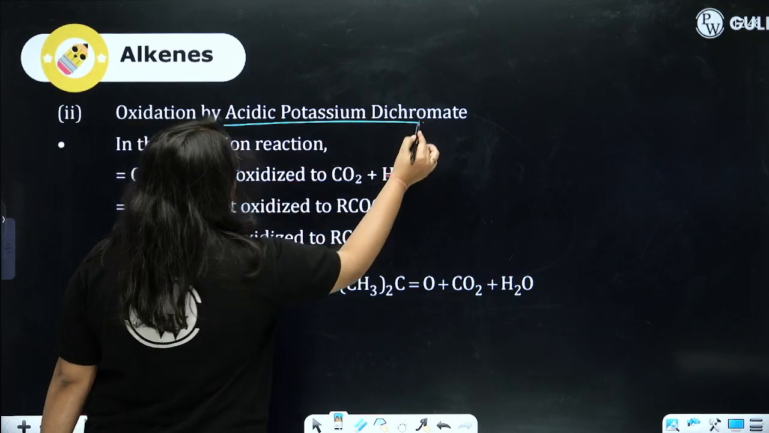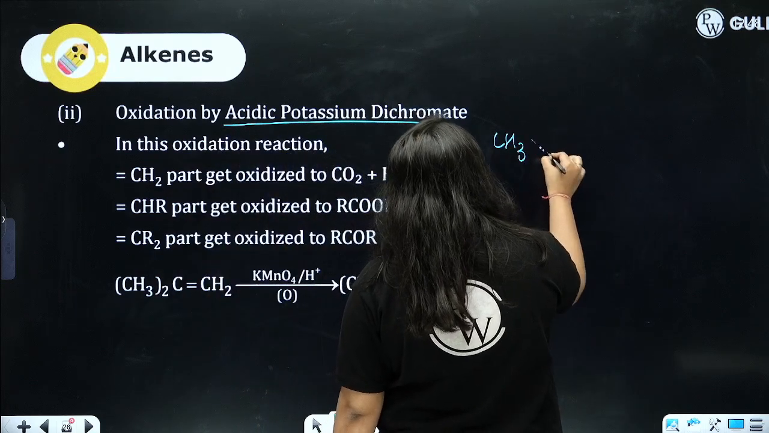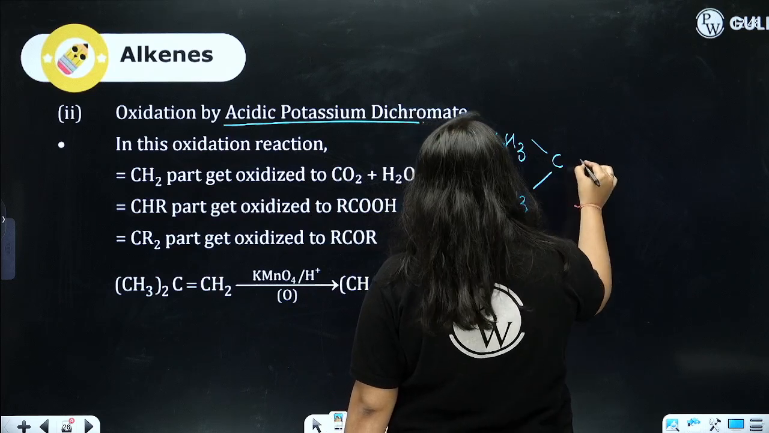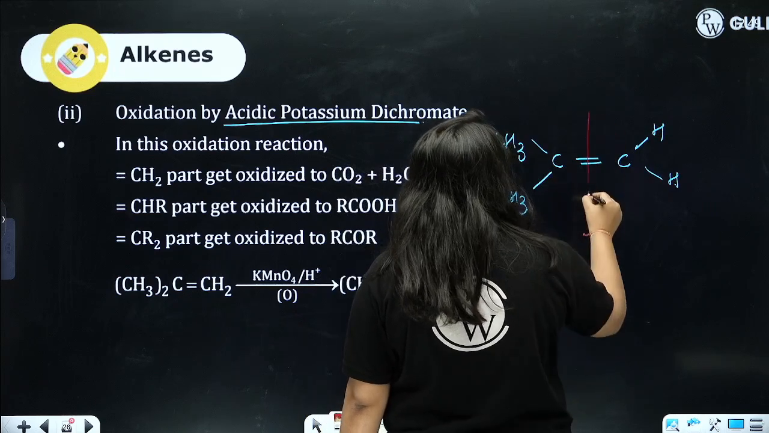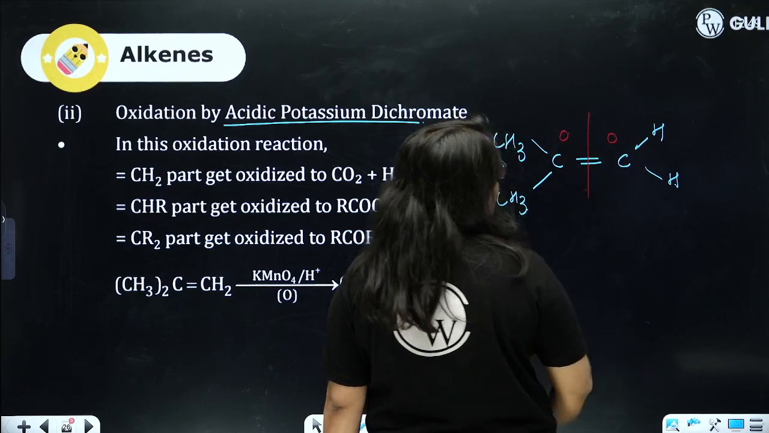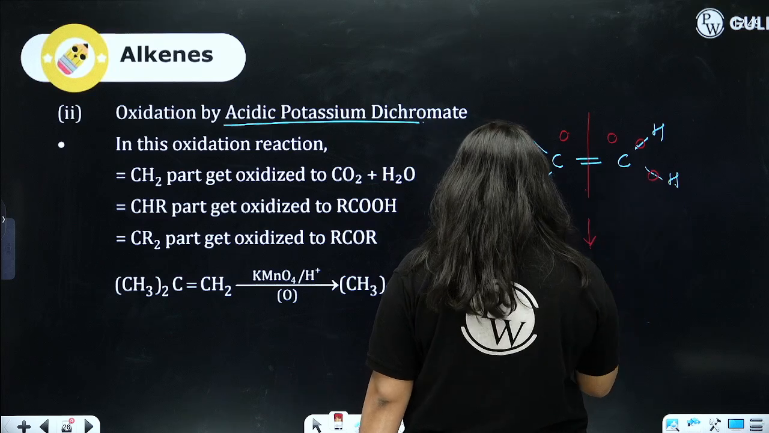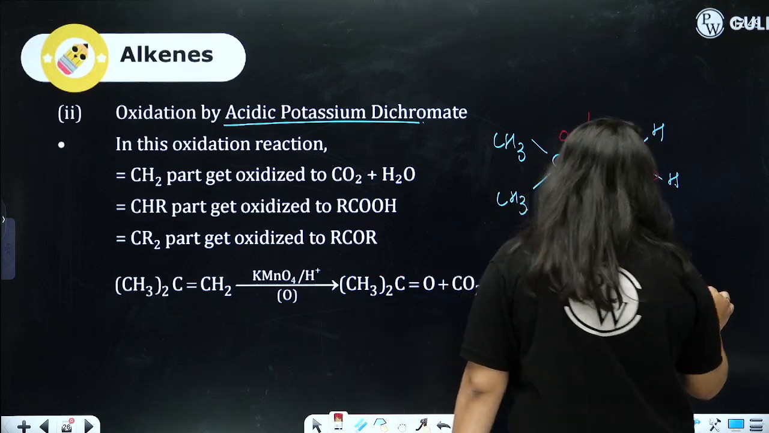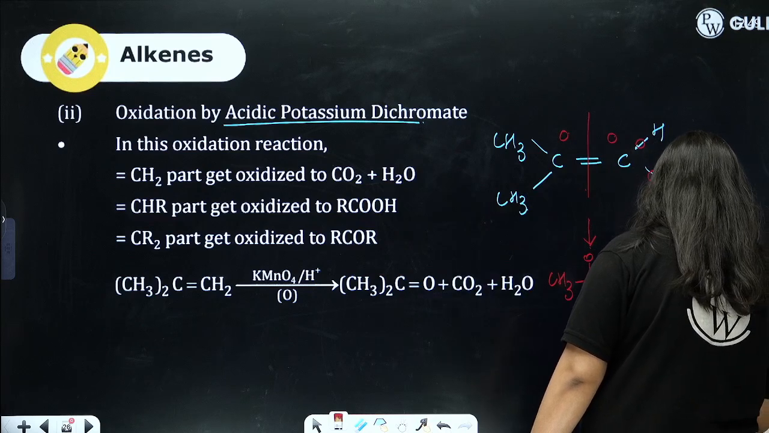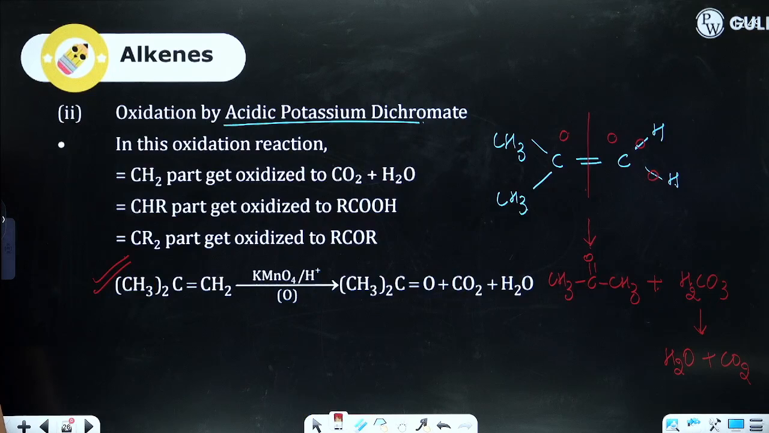Oxidation by acidic potassium dichromate. But you can learn this by a trick. I would like to share it with you. See, CH3, C, CH3, double bond, CHH. In this particular case, what you're supposed to do is break the double bond and add oxygen to both the carbons. And between carbon and hydrogen, you place an oxygen. As a result, what you will get is CH3, C double bond O, CH3 plus H2CO3, which is again nothing but H2O plus CO2. Is that not what you have gotten as the product? This is the trick you can follow for acidic potassium dichromate. All right, kids.